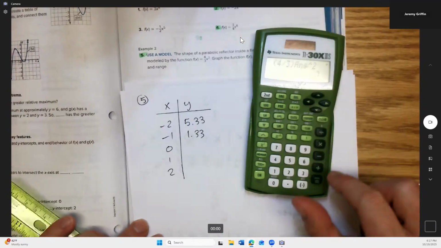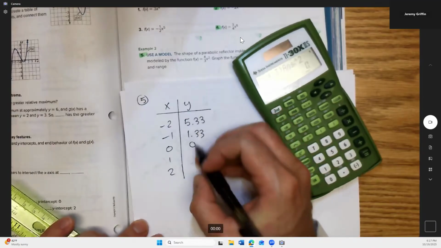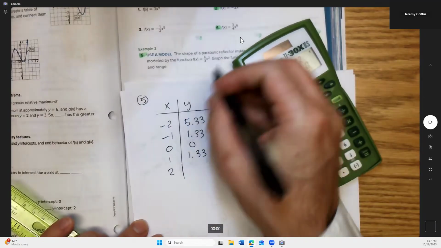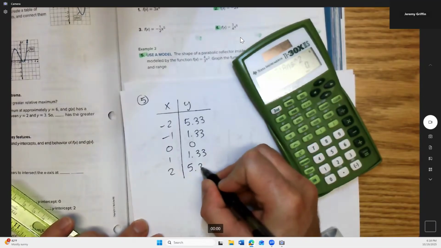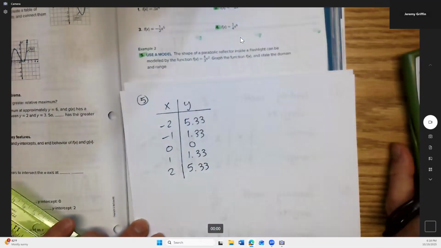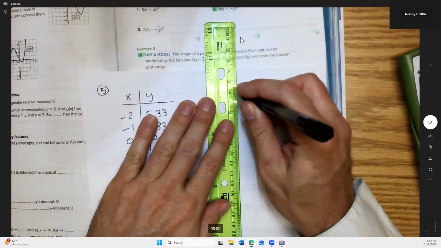0, of course, I'll get 0. And then 1 and 2, I'll get the same values as these because it's to an even power. So it has to be symmetrical. I think this would be called an even function. You guys remember even functions? Okay, so let's graph this thing.